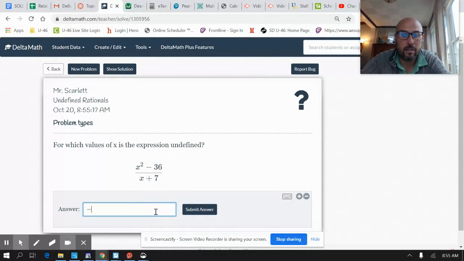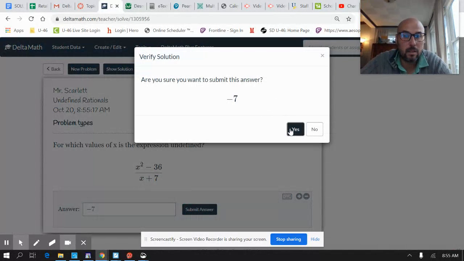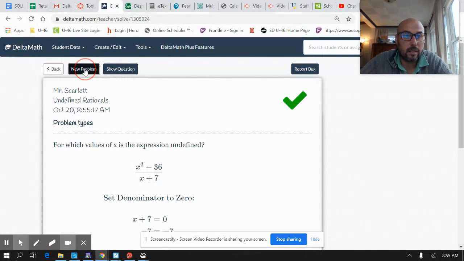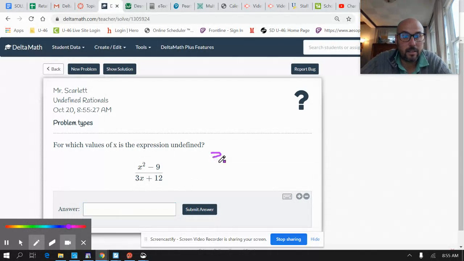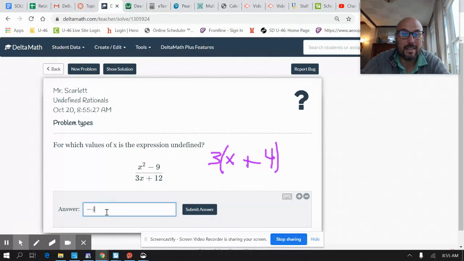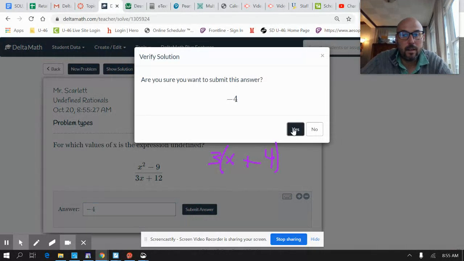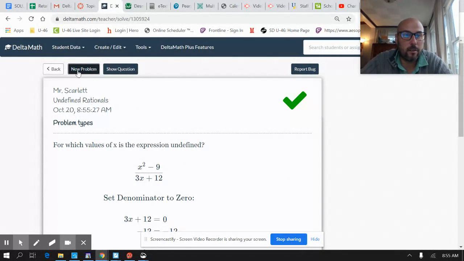Let's try another one. Here is -7, because when x is -7, -7 plus 7 is zero. Let's see if they give us a different one. Okay, so now here you might have to factor a little bit, I guess. Let's see here if I can. You could take out the 3, and you're left with x plus 4. If you could do that in your head, that's fantastic. And so what do I discover? I discover that when x is -4, it is undefined, because -4 would make you divide by 0.